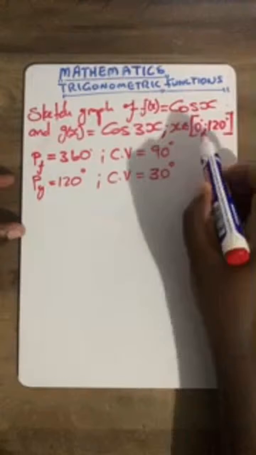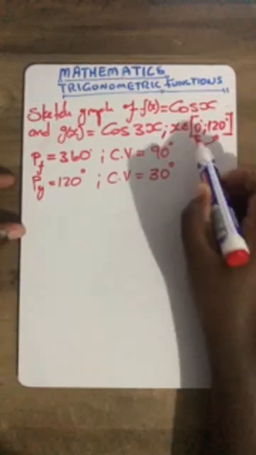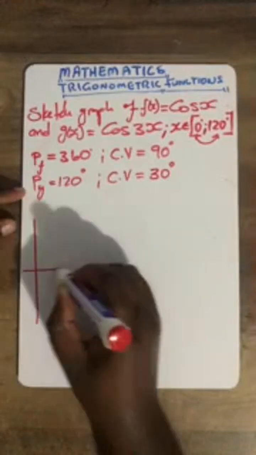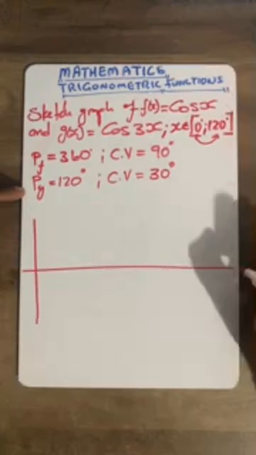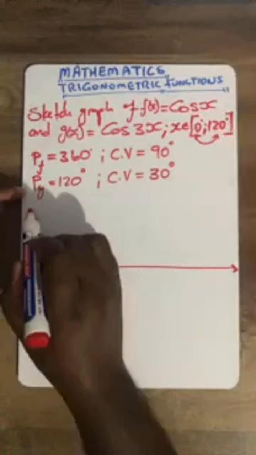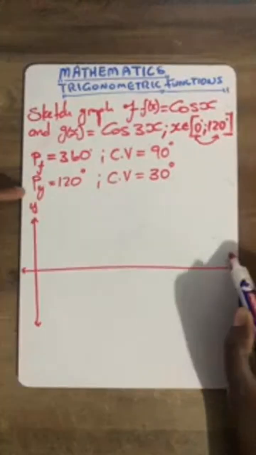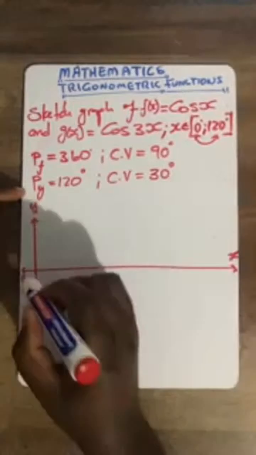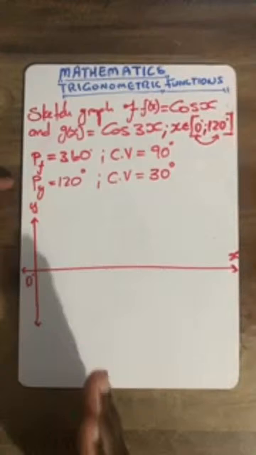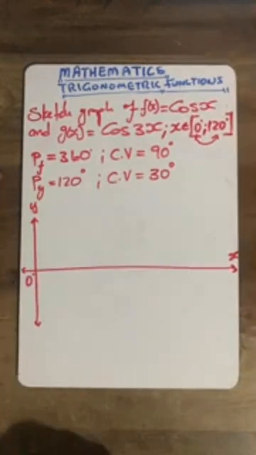So since it's going to start from that, it must end there. So this is what I'm going to have. This would be y, it's fine. This would be x. Obviously, this is where I'm going to have 0 degrees. So I'm going to space everything at intervals of 30 until I get to 120.